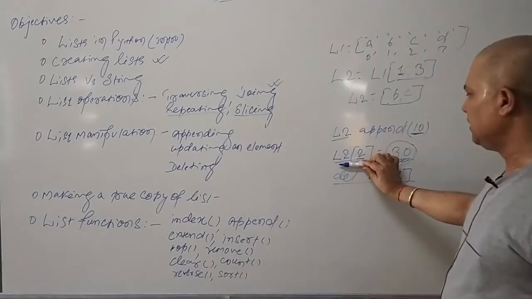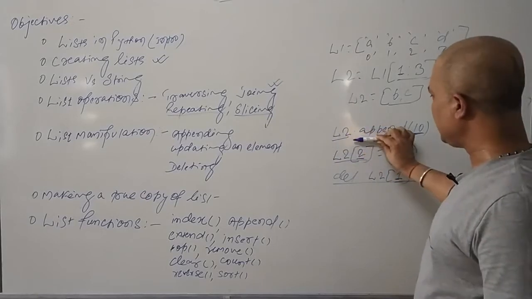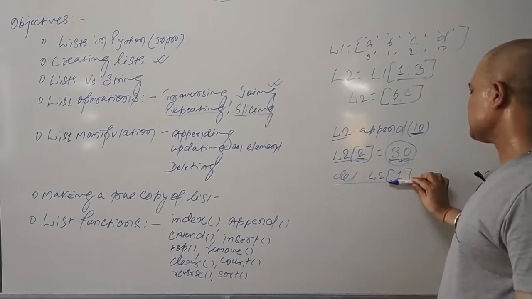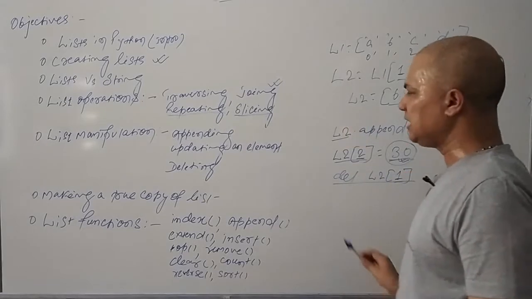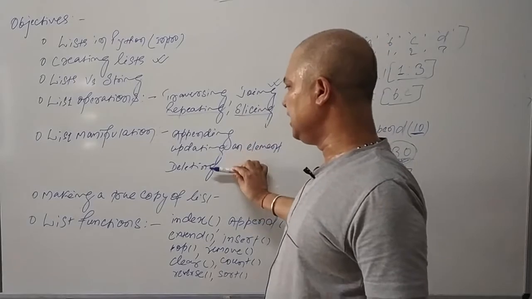Here what you have seen, directly at a particular position you can replace that element. Here you added an element at the last of the list, and del will simply ask for an index and it will delete the element from that index. This is appending, updating, deleting.